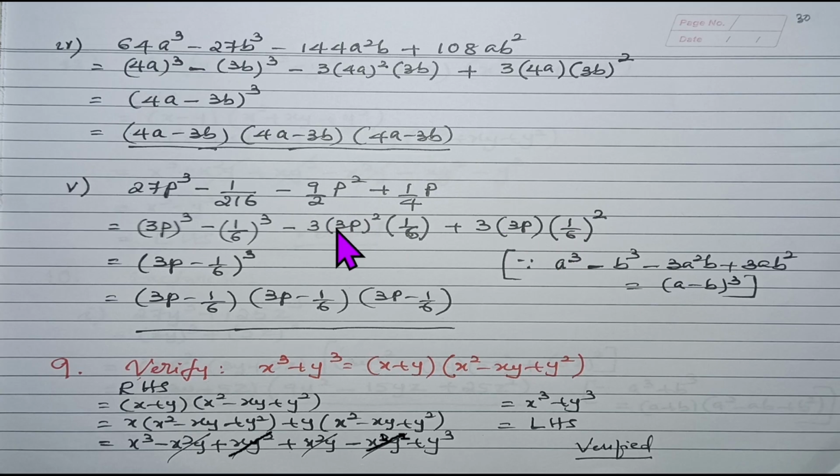Let us simplify this. 3 square is 9 and 3 ones are 3 to the 6, so 9 by 2 p square, it is correct. And here 3 3s are 9, 6 square is 36, 9 4s are 36, therefore 1 by 4 p is also correct. Therefore the expanded form is of the form a cube minus b cube minus 3a square b plus 3ab square. So we can use the identity and write it as (a minus b) whole to cube. A is 3p and b is 1 by 6, therefore it is (3p minus 1 by 6) whole to cube, and therefore the factors are 3p minus 1 by 6, 3p minus 1 by 6, and 3p minus 1 by 6. Now let us go to the next example, example number 9.